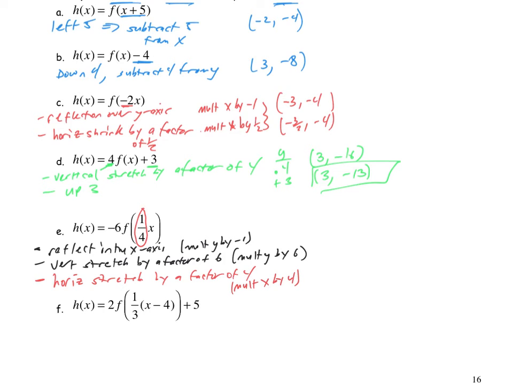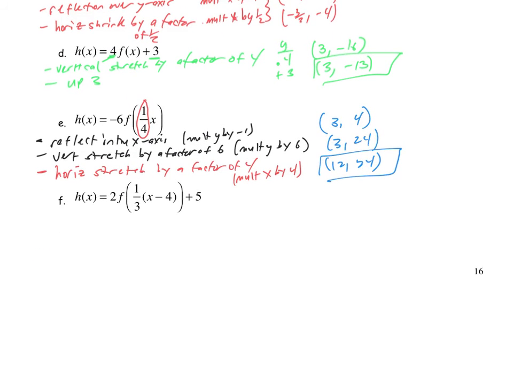So let's go ahead and apply those transformations. So we started with the point 3, negative 4. We're going to multiply y by negative 1. So that's going to become 3, comma 4. And then we are going to multiply y by 6. So that'll be 3, 24. And finally, we'll multiply x by 4. So the transformed point on h of x is 12, 24.